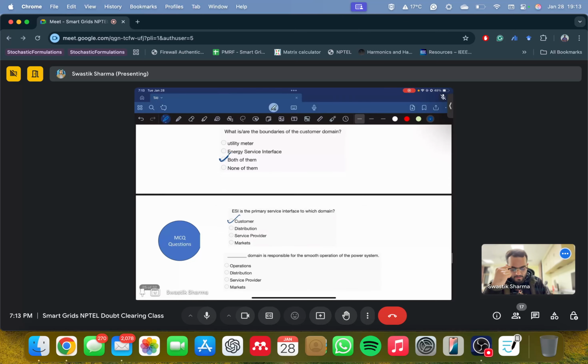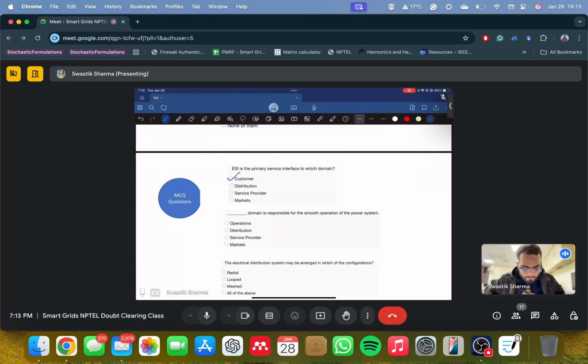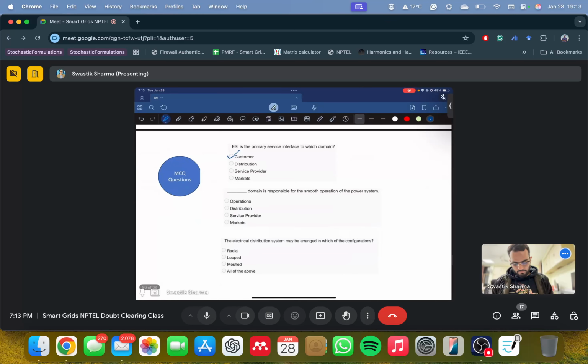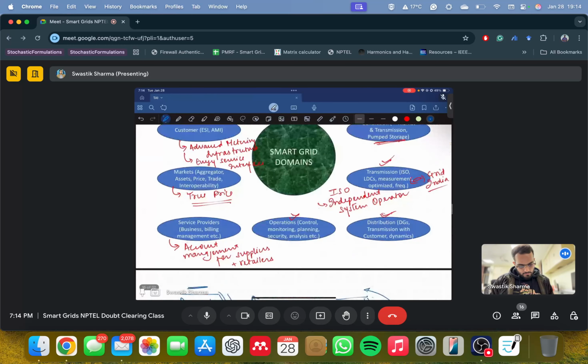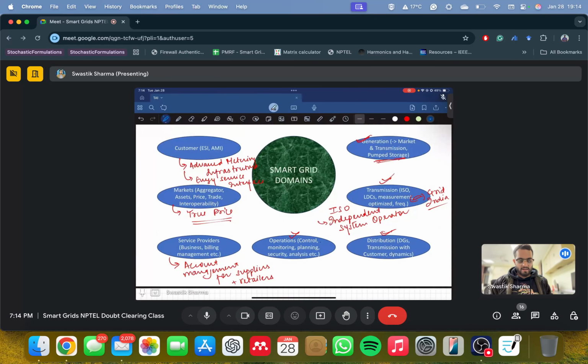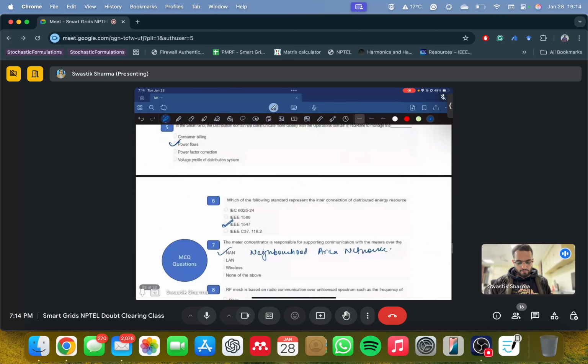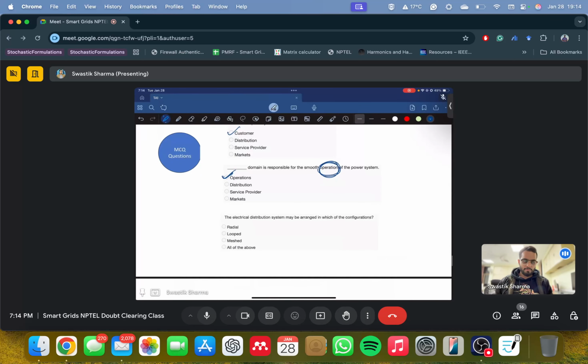Next, dash domain is responsible for the smooth operation of the power system. Service provider. Maybe, think of it again. Why would the service provider be responsible for smooth operation of the power system? Distribution. Smooth operation, right? Operations domain. Operations domain takes care of what? I talked to you about this. So this is your operations domain: control, monitoring, planning, security analysis. So its responsibility is to provide smooth operation of the power system.